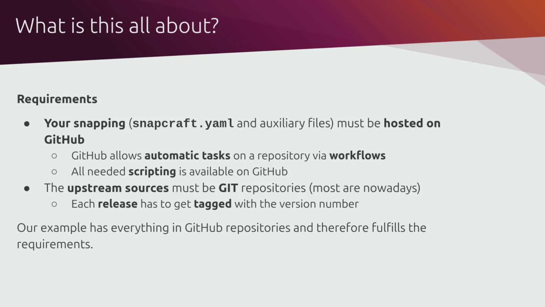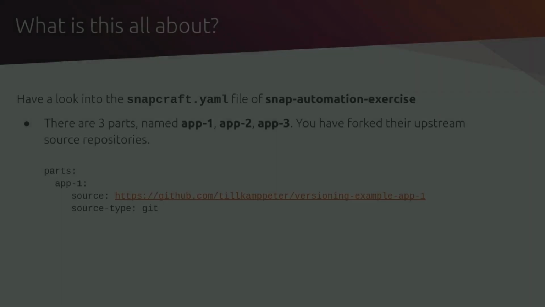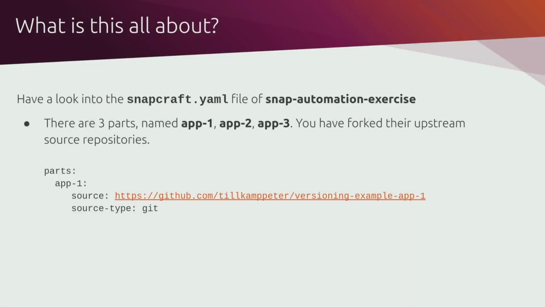And so this also works. So it's simply Git, which is needed for the upstream sources. And in most cases, this is the case. It's very rare that you will not get this. And so the automation you can usually actually make use of.